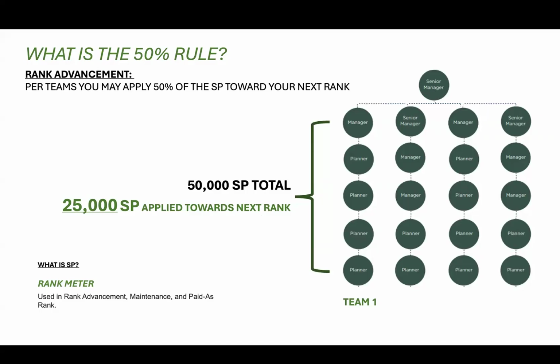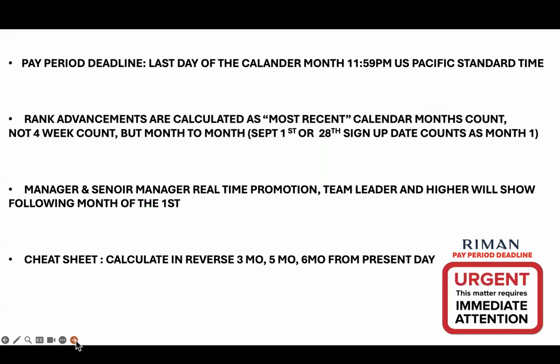It doesn't have to do with your income or what you're getting paid. Whatever BP you do, if you did 50,000 SP, that amount of BP, you're fully getting paid out. But to accumulate and accrue for the next rank, you can only use 50% of the SP to apply towards your next rank. Keep that in mind. So we have a 50% rule: to hit your next promotion, per team and leg, you can use 50% of the SP to apply. Now, here are some bullet points for you to be mindful of.